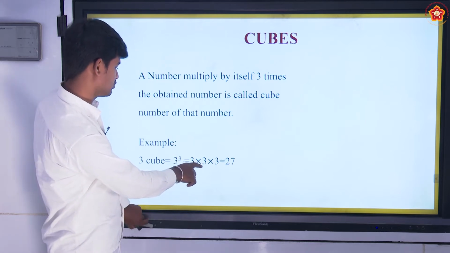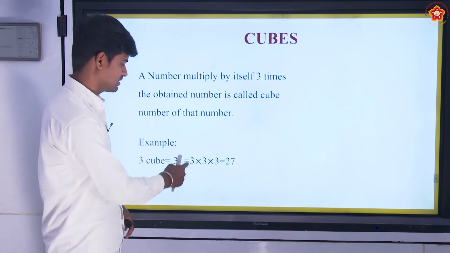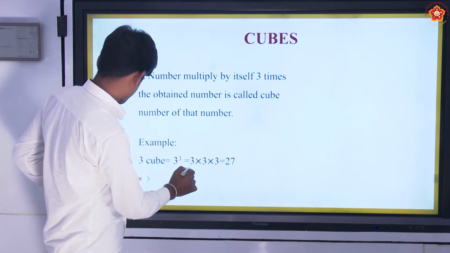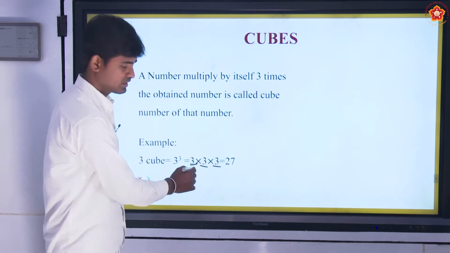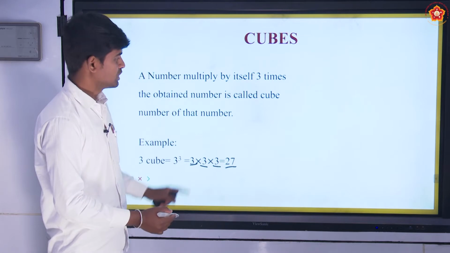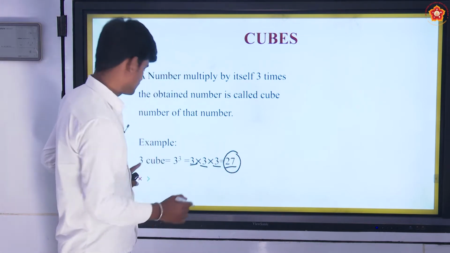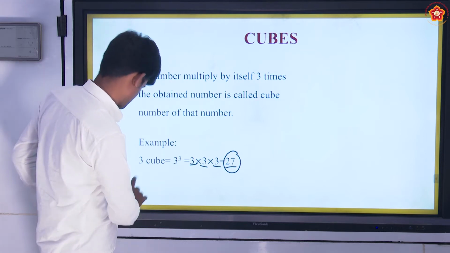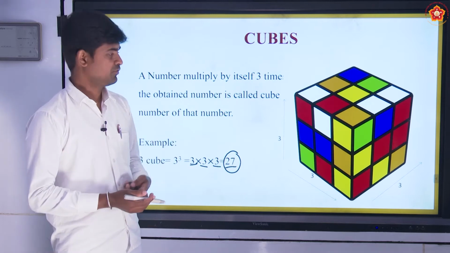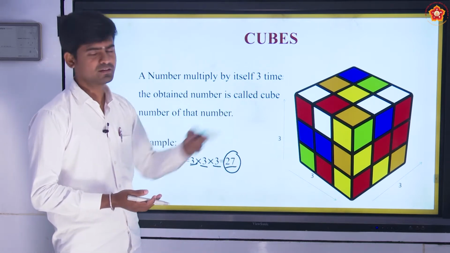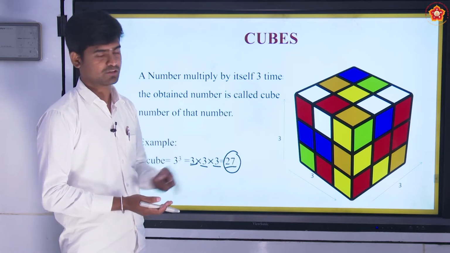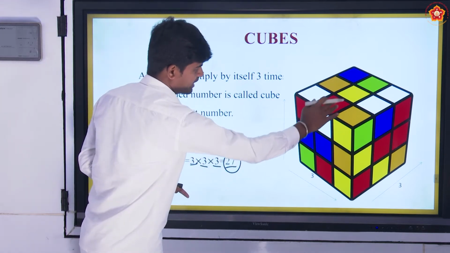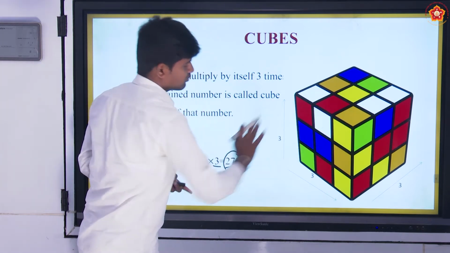3 cube is equal to 3 into 3 into 3. 3 threes are 9, 9 threes are 27. 27 is the cube of 3. If you see, this is the Rubik's cube. This is in geometry. It is a 3-dimensional figure. It has 6 faces, and all 6 faces are squares.